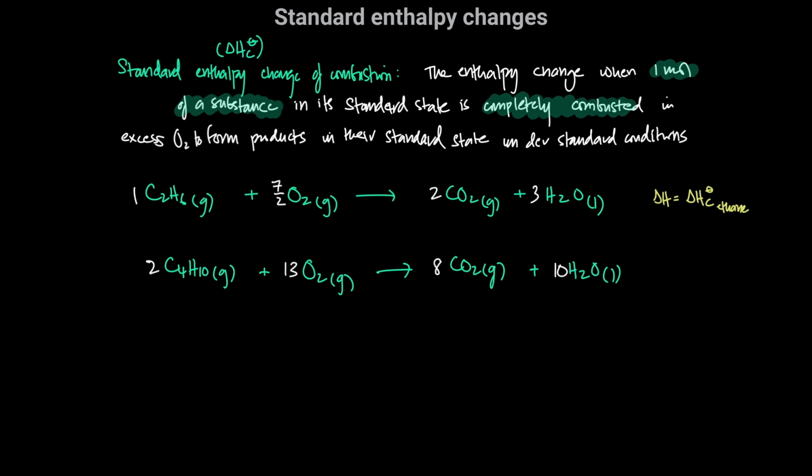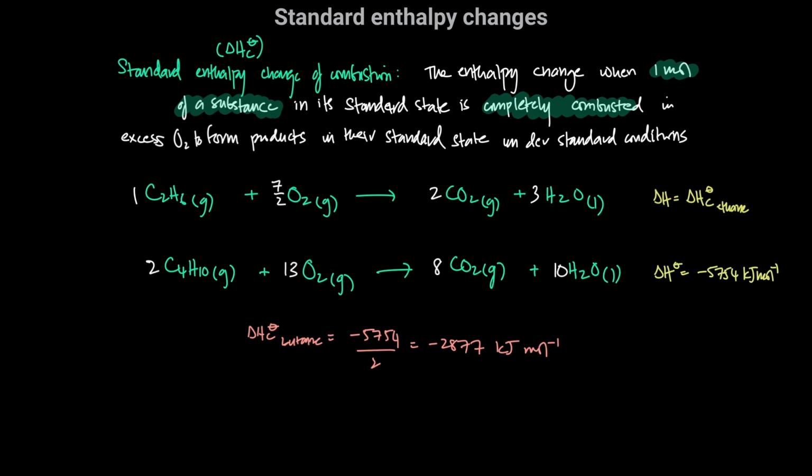And the enthalpy change for this reaction under standard conditions is negative 5,754 kilojoules per mole. So we can say that the enthalpy change of combustion of butane would be this value divided by 2, because this is the enthalpy change when 2 moles of butane are combusted. So the enthalpy change when 1 mole of butane in its standard state is combusted would be this value divided by 2, which is negative 2877 kilojoules per mole.